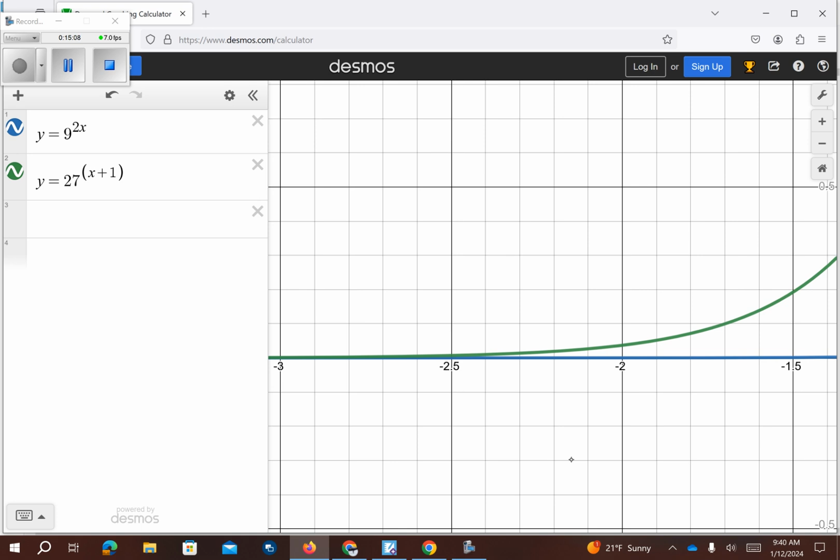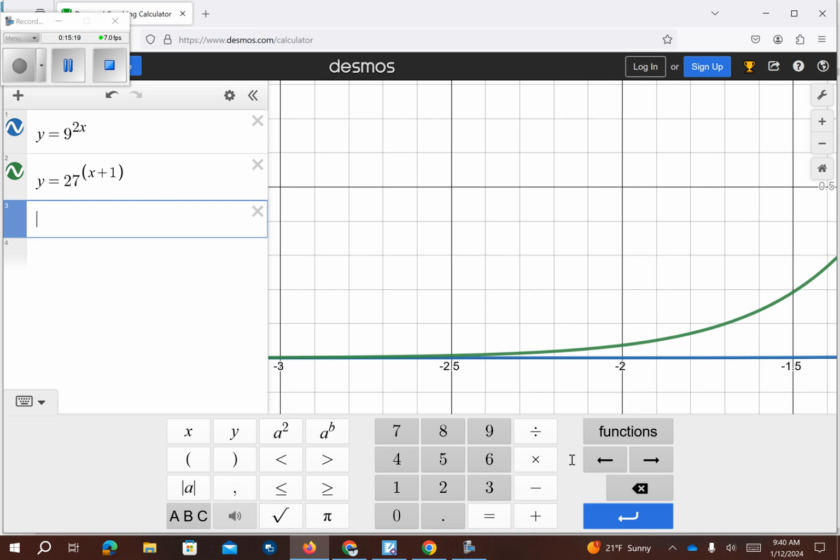So does anyone have an idea of how we could use Desmos that would help us? Any thoughts? Well, I'm just going to plot the original problem in. I'm going to plot it just exactly as it is in our problem, and this is going to give me x plus 1.